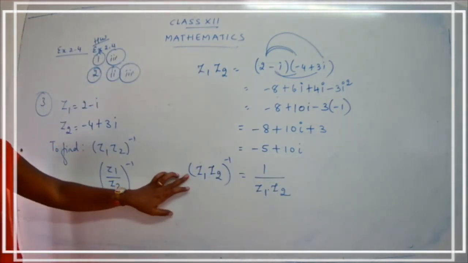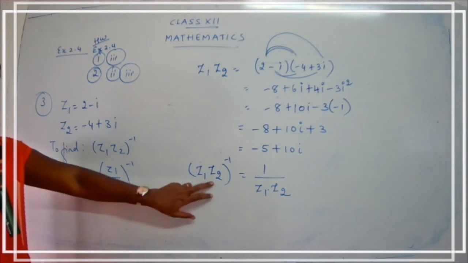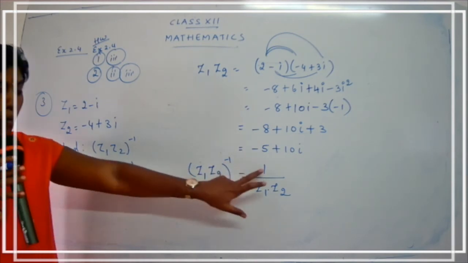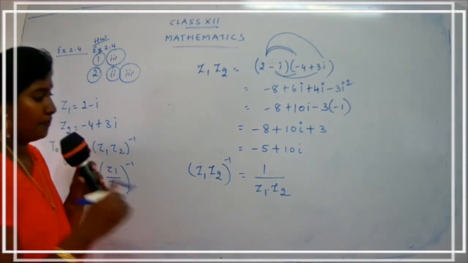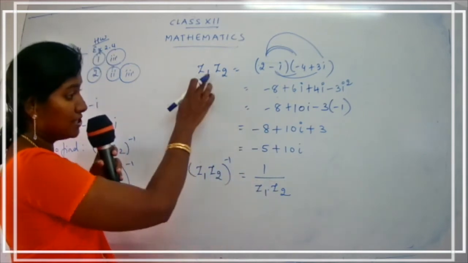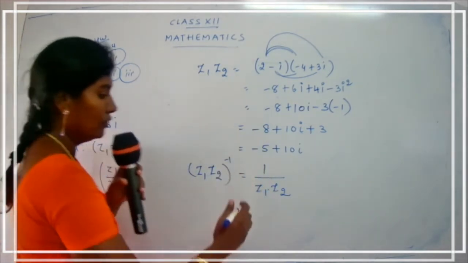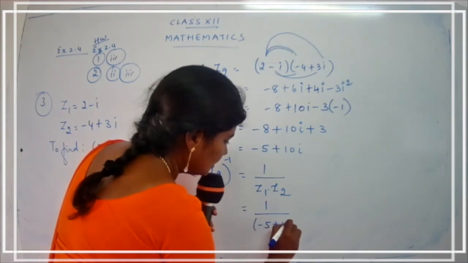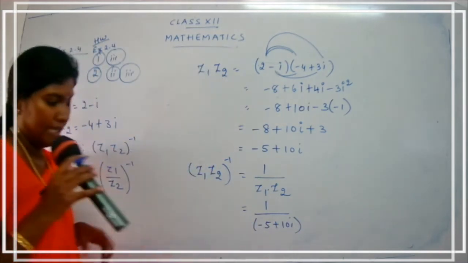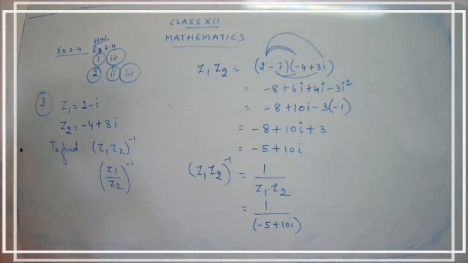How to write for (Z1 Z2) inverse? (Z1 Z2) inverse means 1 upon Z1 into Z2. So now what are you going to do? We know the value for Z1 Z2. Yes, children? Yes, we know the value. So just write down here 1 upon minus 5 plus 10i. Yes, it's 1 upon minus 5 plus 10i.